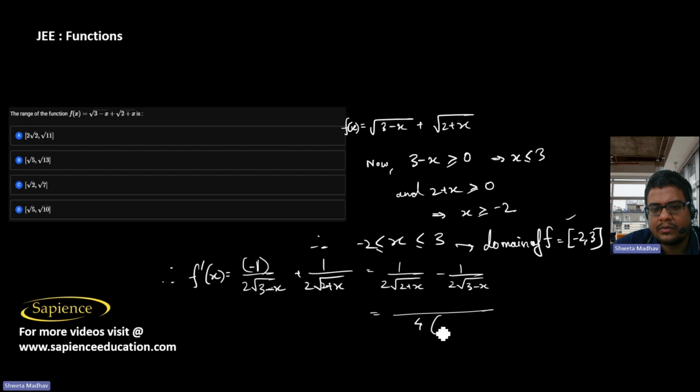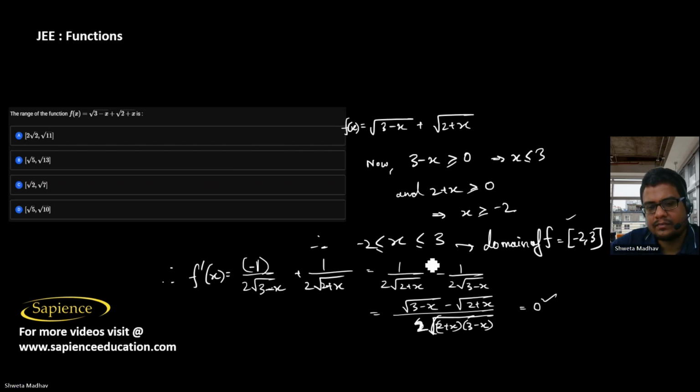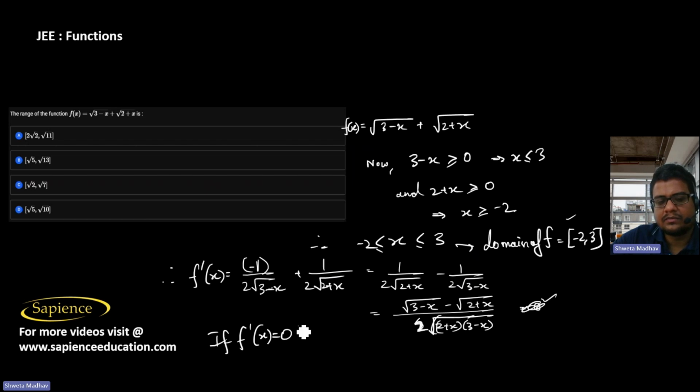So the LCM will be 2 into root over 2 plus x into 3 minus x. And here it will be root over 3 minus x minus root over 2 plus x. So if this is equal to 0, then we will have the maximum or minimum value. So if f dash x is equal to 0, then we have the extremum, the maximum or minimum value of f can be obtained.